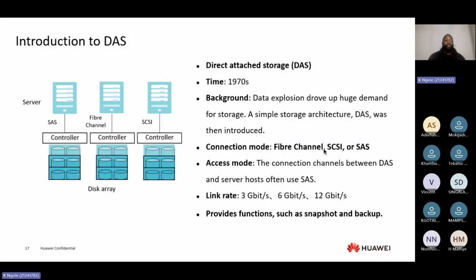All right. So the link rate. Remember, we spoke about internet. So the link rate for this connection can go from 3 gigabits per second, 6 gigabit, or 12 gigabit, right? Those are some of the features.